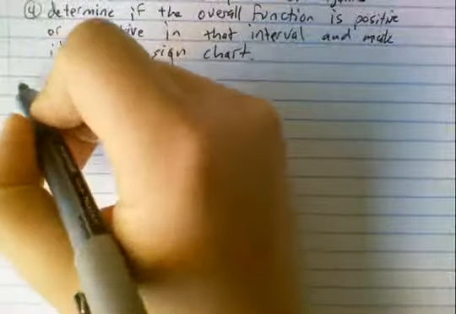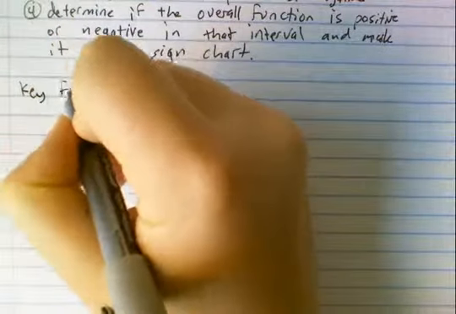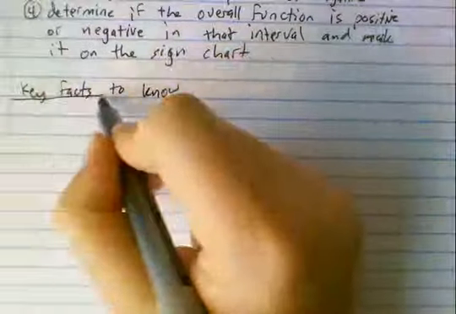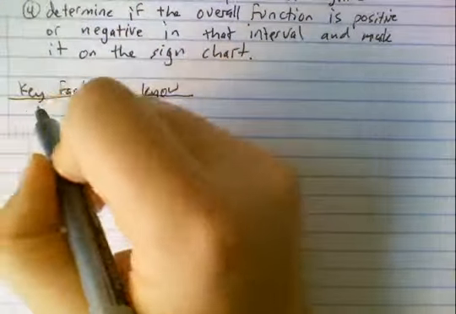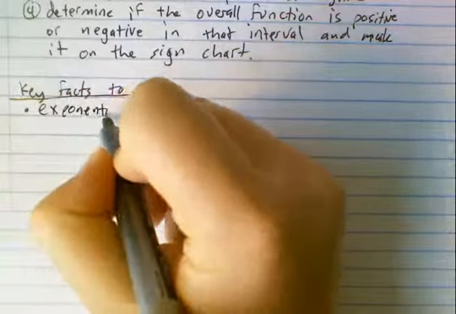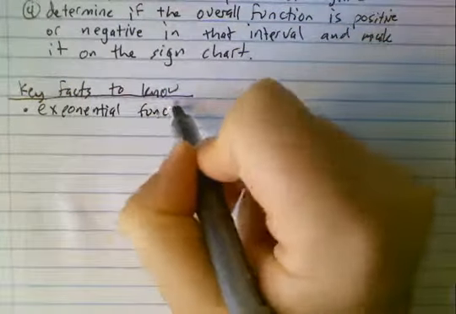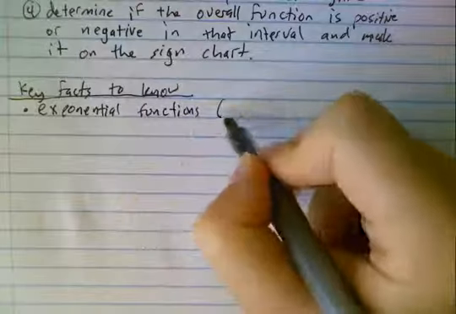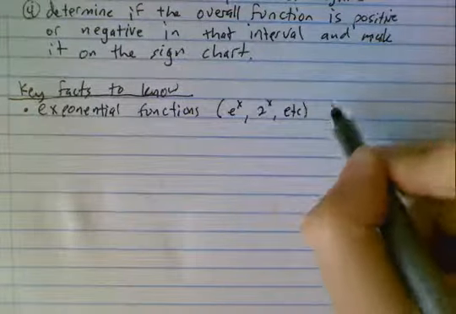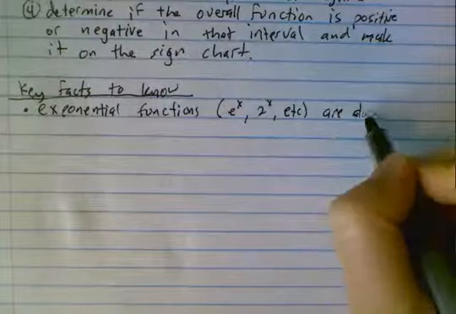Here are some key facts to know when creating sign charts. Exponential functions, that's e to the x, 2 to the x, etc., are always positive.